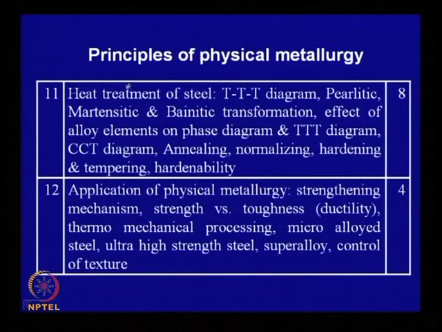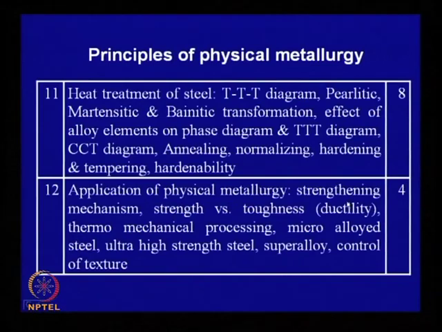Now, we will look at the heat treatment of steel in detail, the kinetics of the transformation, the time temperature transformation diagram, some of the terminologies like pearlitic, martensitic, bainitic transformation, effect of alloying elements on phase diagram, TTT diagram, continuous cooling diagram, and some of the common heat treatments. At the end, I will give you some idea about applications of physical metallurgy.